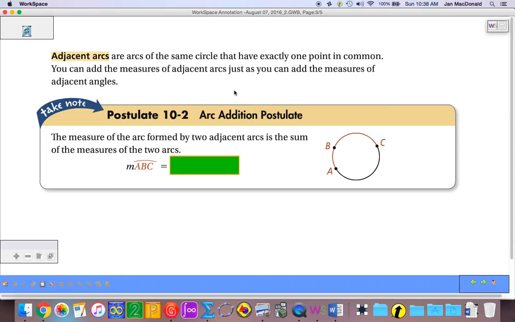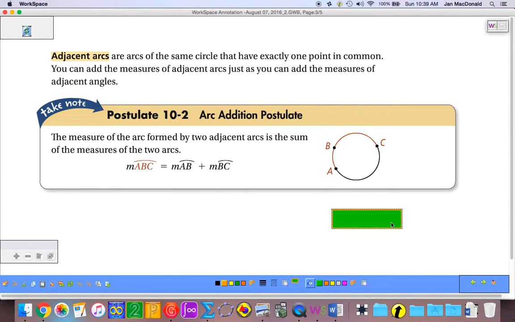Earlier in the year, we used to say the whole equals the sum of its parts. So that means the measure of arc ABC should be equivalent to the measure of arc AB plus the measure of arc BC. The whole equals the sum of its parts. Let's try some example problems.